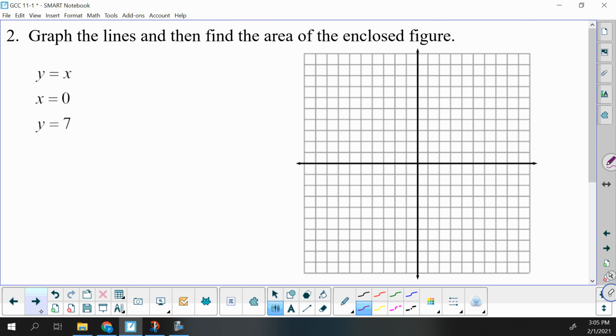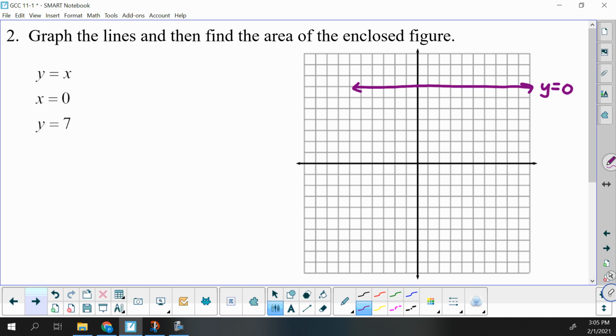Moving down to the bottom, we're going to graph these 3 lines, and whatever area is enclosed, we will then find the area that is in there, whatever shape it is. So let's start out with our x equals 0 and y equals 0. Y equals 0 is a horizontal line that goes through the y-axis. Y equals 7 is a horizontal line that crosses through the y-axis at 7. So here's 7 on the y-axis, so there's y equals 7.